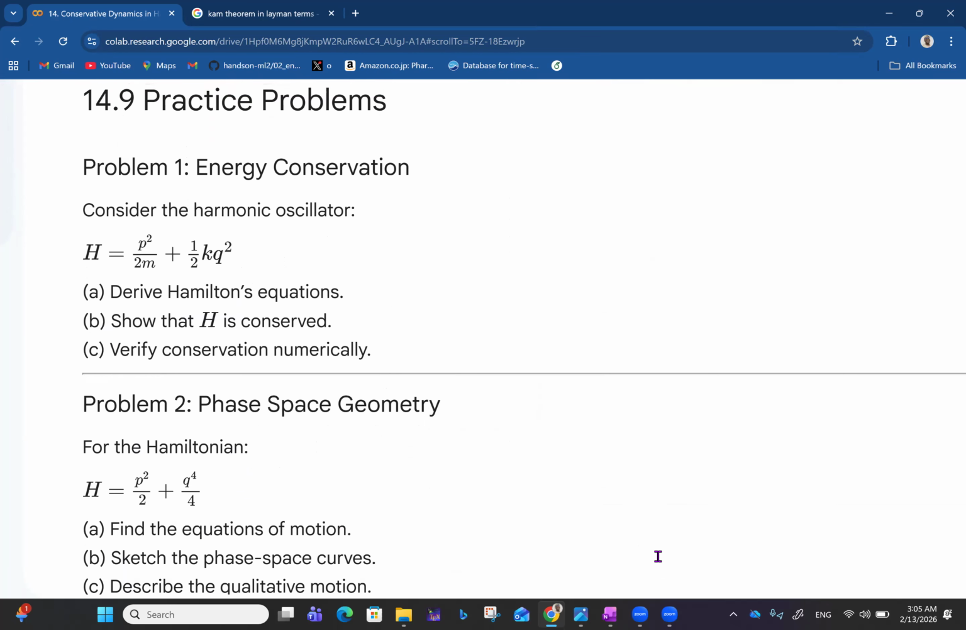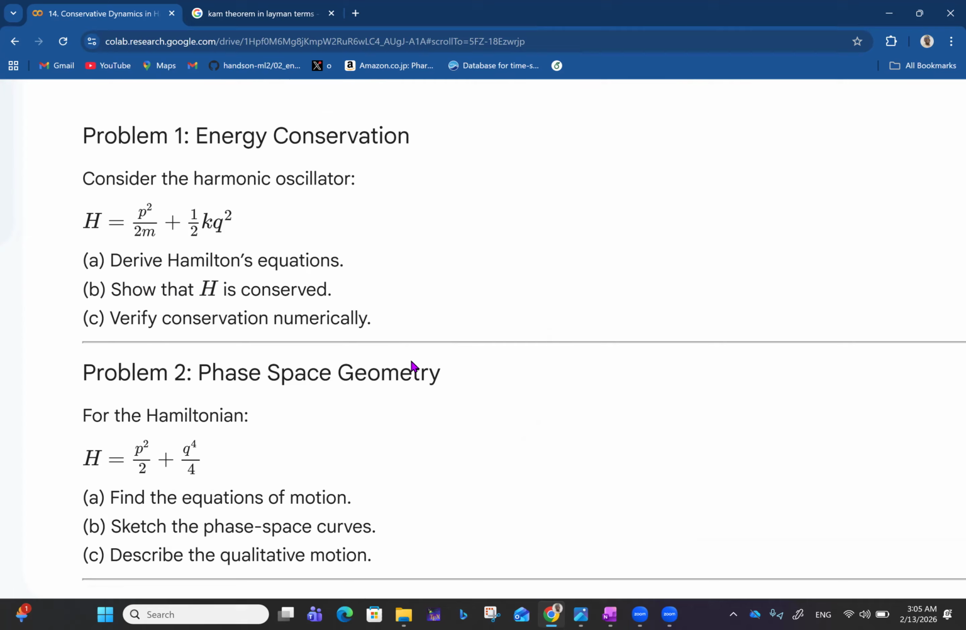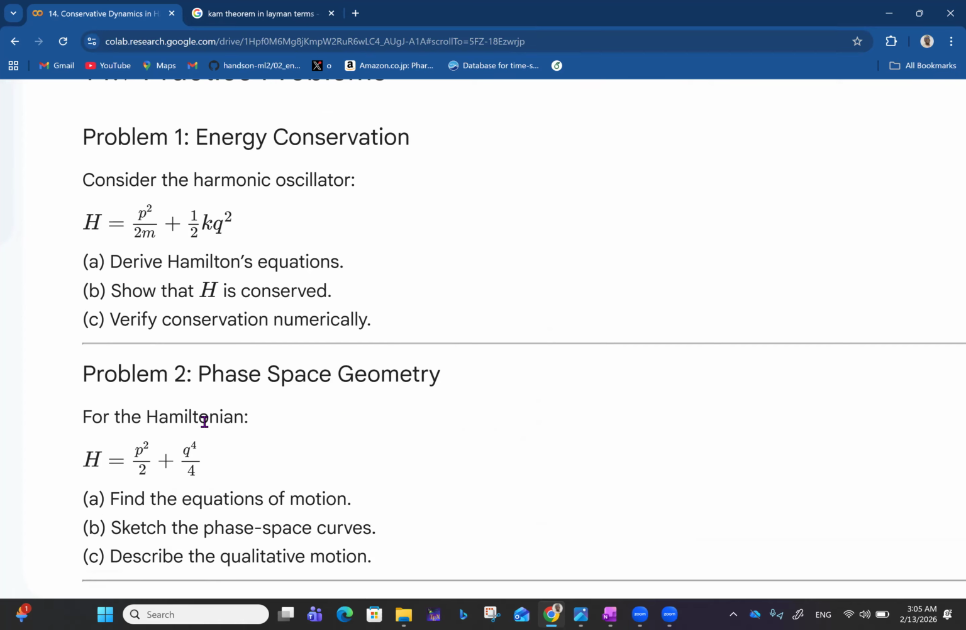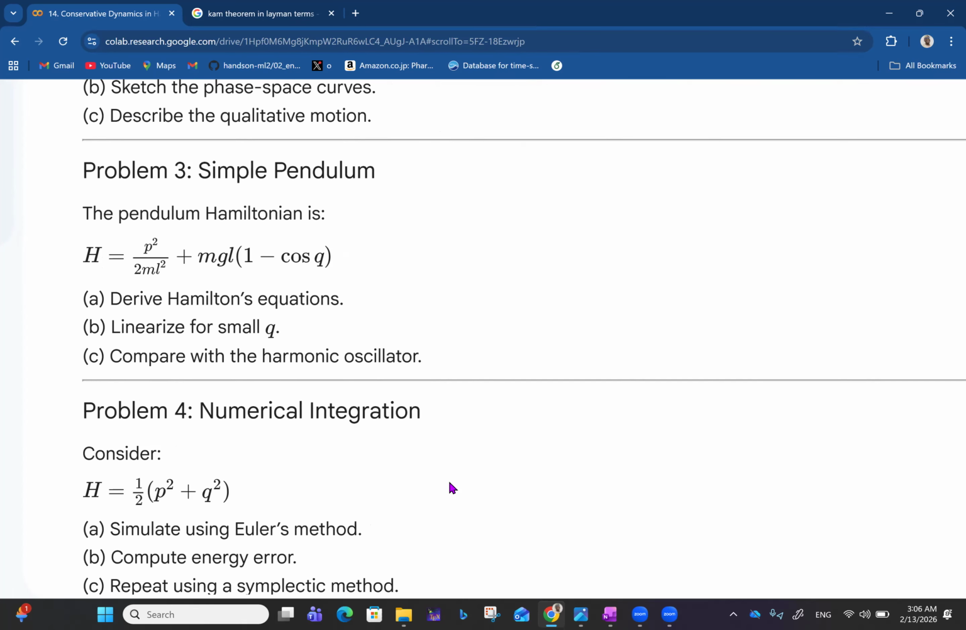Problem one, energy conservation. Consider the harmonic oscillator, H is this. Derive the Hamiltonian equations, following the things we did before. Show that H is conserved. Verify conservation numerically. Then problem two, phase space geometry. For the Hamiltonian, H is this. Find the equations of motion. Sketch the phase space curves. Describe the qualitative motion. I want you to check also the things I did previously.